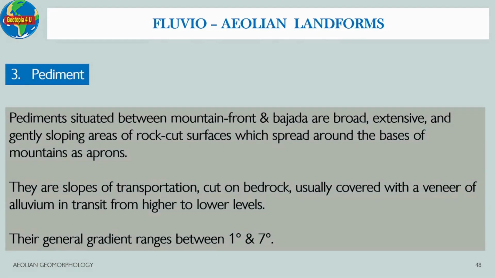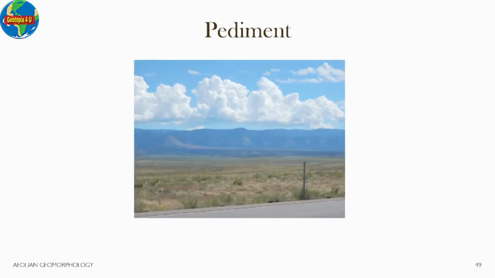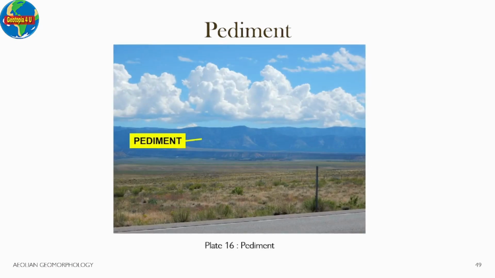Number 3. Pediment. Pediments situated between mountain front and bahada are broad, extensive and gently sloping areas of rock-cut surfaces which spread around the bases of mountains as aprons. Their slopes of transportation are cut on bedrock, usually covered with a thin veneer of alluvium in transit from higher to lower levels. The general gradient ranges between 1 degree and 7 degrees. In this slide, you can notice the picture of how a pediment looks.